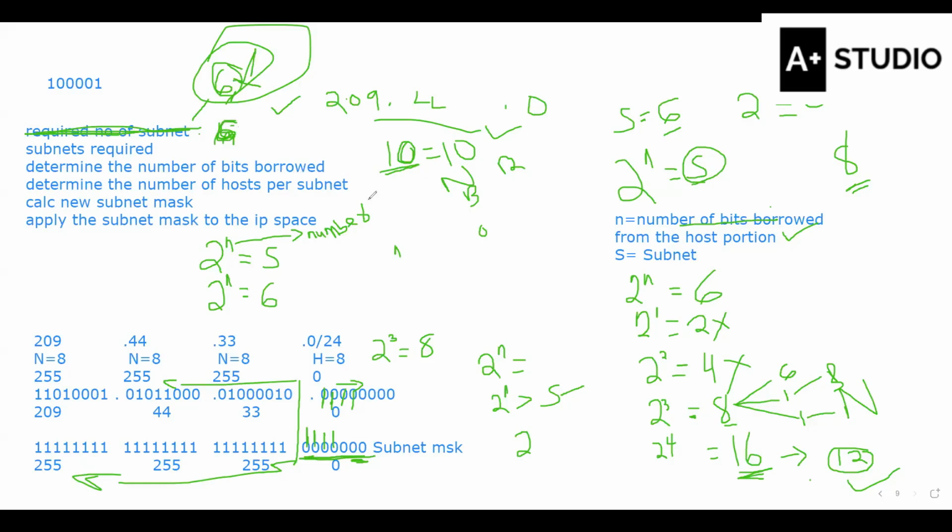So we can move on, right? Yes. So the first question has been solved. Meaning we need 8 subnets to get 6 subnets. So that is 8 for that question.